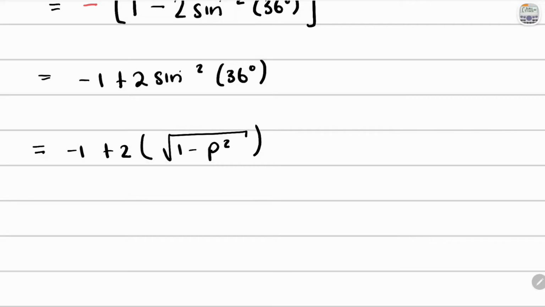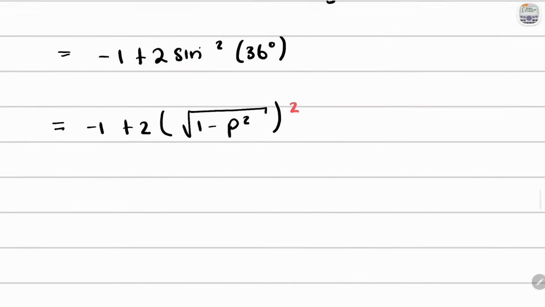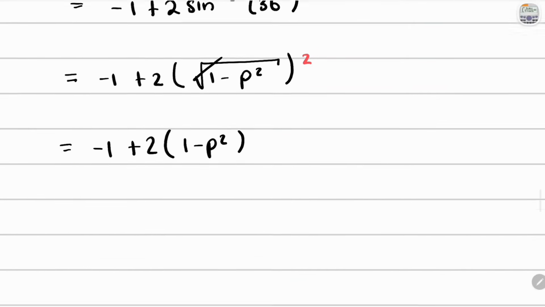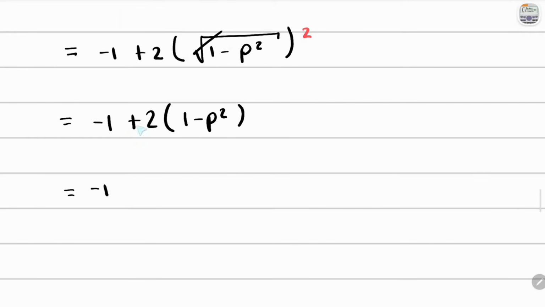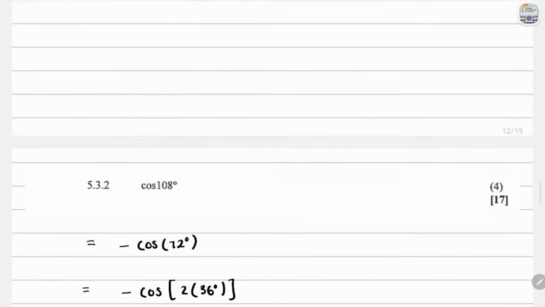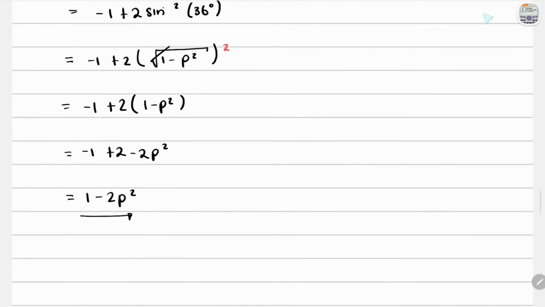But remember that this is squared, so we need to square that. Okay, so this is equal to -1, and then we have plus 2. And in here, what happens is that the square breaks that square root, and we have 1 minus p squared. And this is finally equal to -1, and distribute the 2. It's positive 2 minus 2p squared. And finally, our answer is 2 minus 1 is 1 minus 2p squared. And that is our answer. And that is it for question 5.